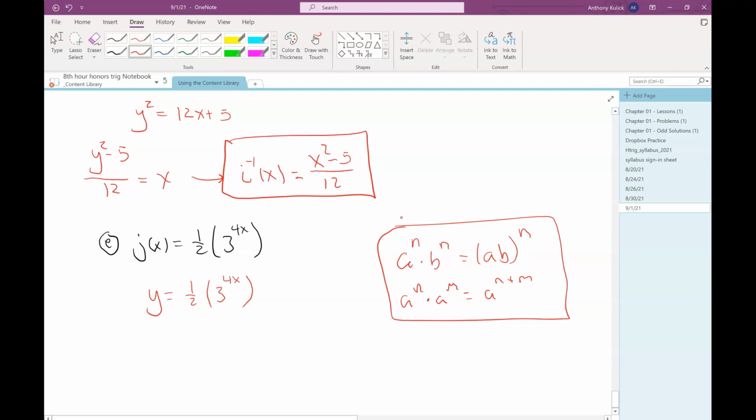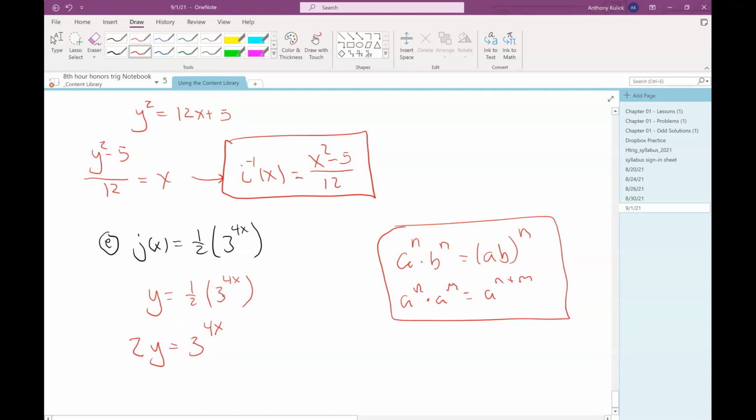What should I do? Multiply both sides by the reciprocal of 1/2, or just 2. You could also think about it as dividing by 1/2, but I hate dividing fractions. I'm always going to think about it as a multiplication problem.